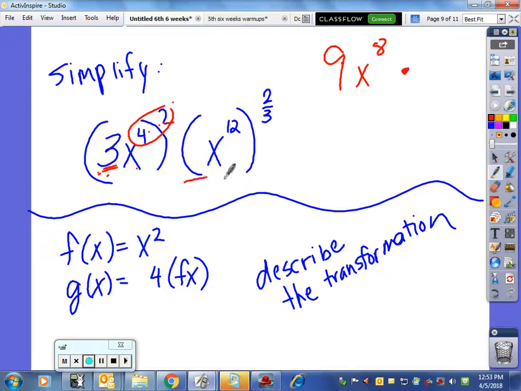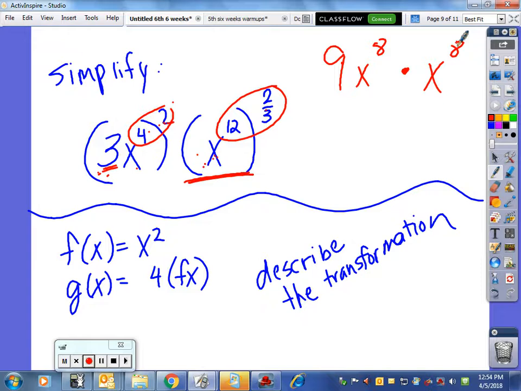Now, I'm going to multiply that by whatever I get for here. What's the coefficient here? 1. 1 to the 2/3, or 1 to any power, is still a 1. So I don't need to worry about the coefficient here. I just need to do the x. And if you don't like multiplying fractions, get your calculator to do it for you. What's 12 times 2/3? 8.